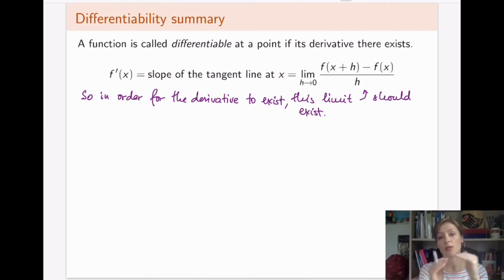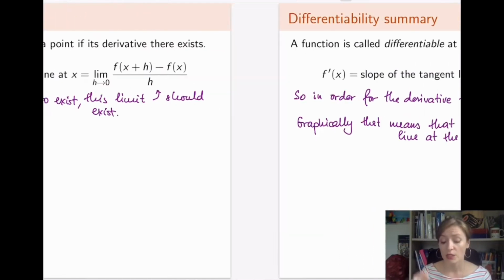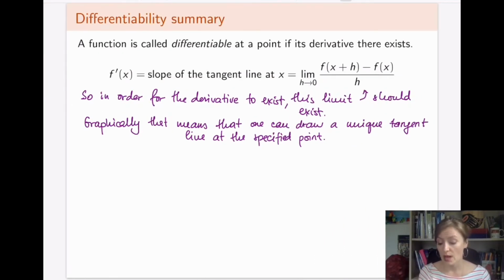There were cases like when the left and the right limit were not the same, or there were cases of the asymptote, so finite jump or infinite jump. Thinking about it more graphically in terms of the tangent lines, in order for the derivative to exist, I should be able to draw a unique tangent line at the point of interest, okay? And if I cannot do that, the derivative does not exist.